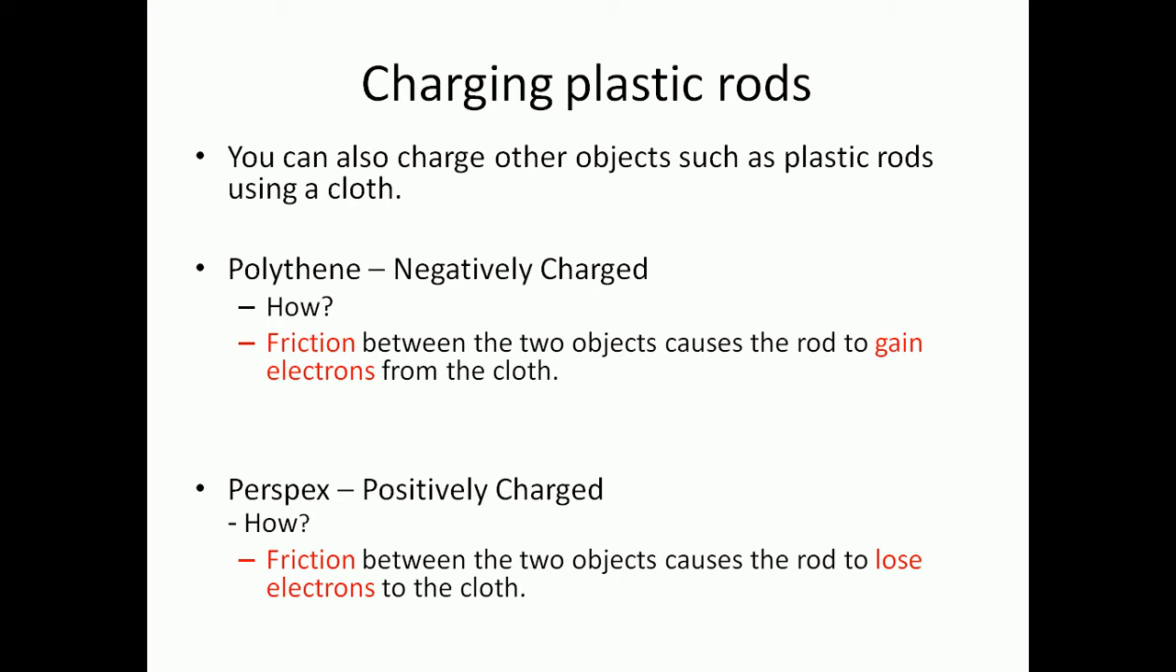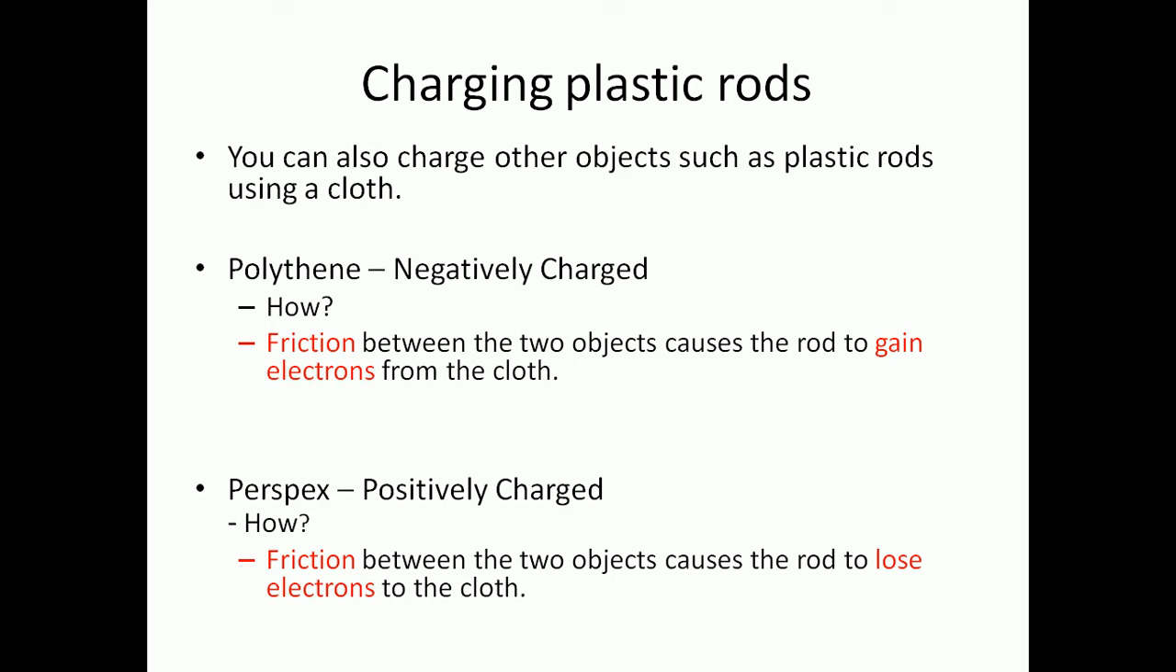And it's very important to remember that it is the electrons being lost from the perspex which causes it to become positively charged, not the fact that the perspex has gained a positive charge. And because only the negative electrons can be transferred, you can't have any transfer of protons, so any transfer of positive charge. So it's all to do with gaining or losing of electrons.